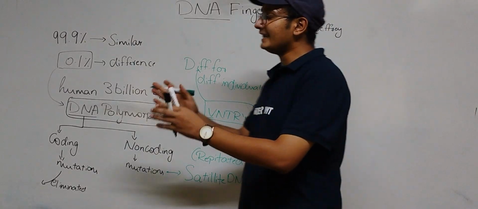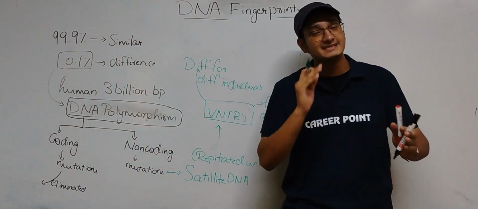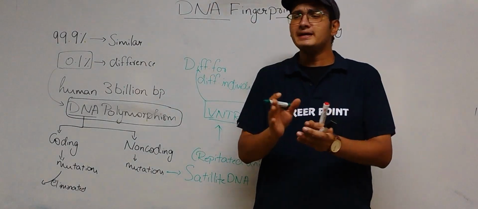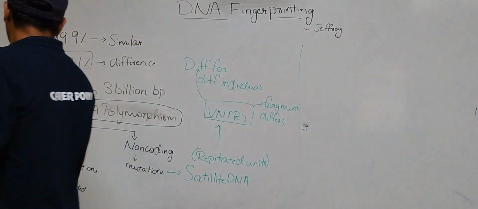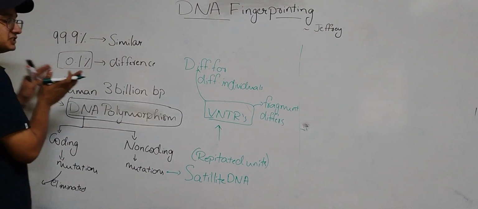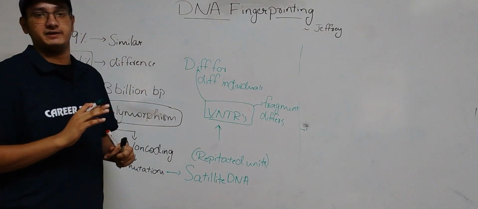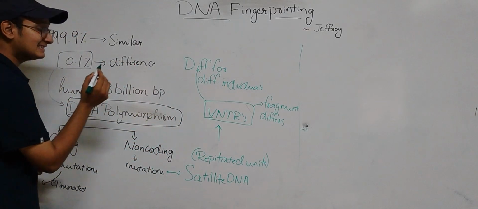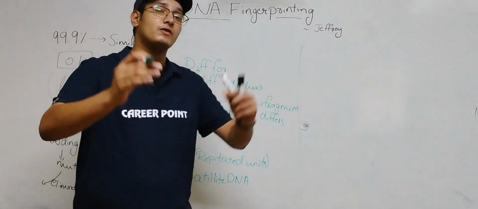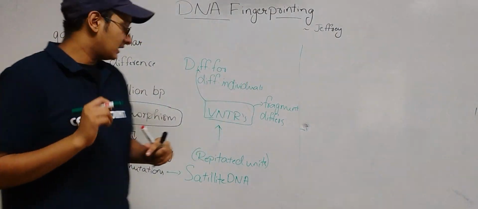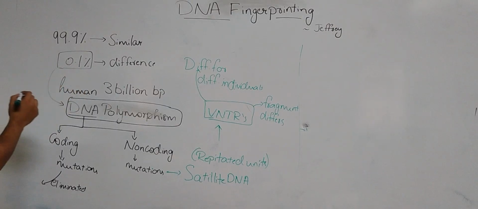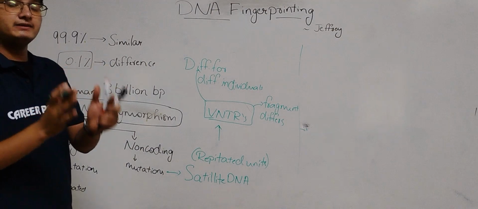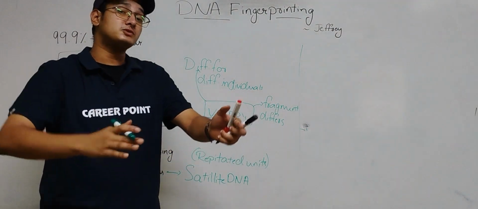So if you see here, 99.9% of DNA between us is similar. There is only 0.1% that is dissimilar. You might think that 0.1% is very small, but it's a very big number because the human genome has around 3 billion base pairs in it. In that, 0.1% means around 3 million base pairs. That's the reason why you are different and I am different. And this 0.1% is because of DNA polymorphism. DNA polymorphism means different kinds of DNA, different forms of DNA.